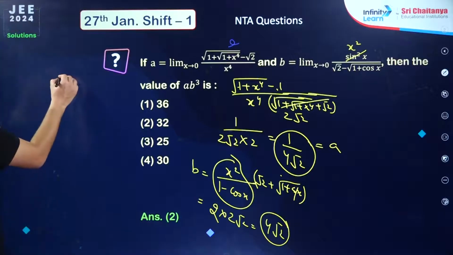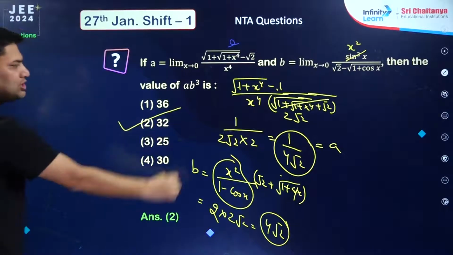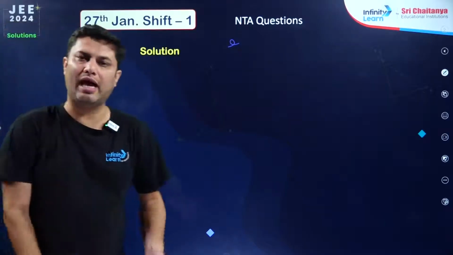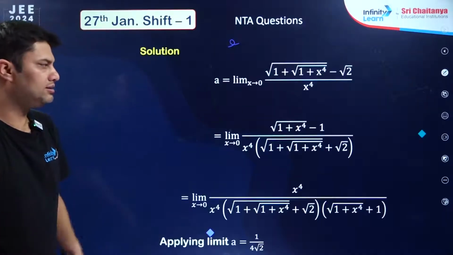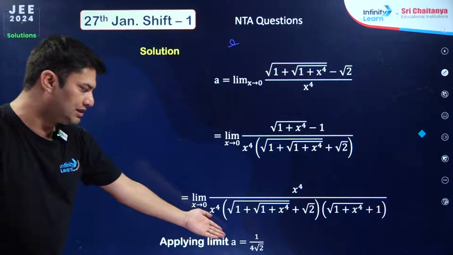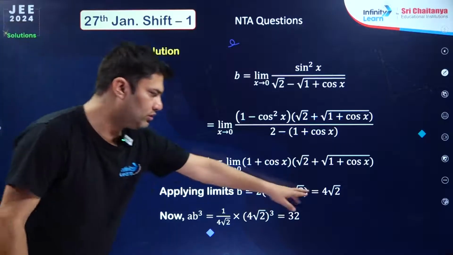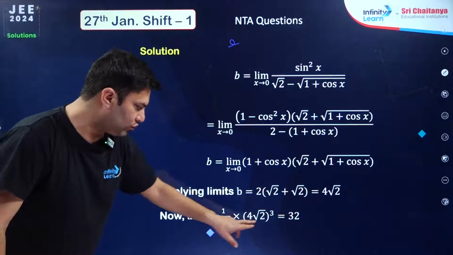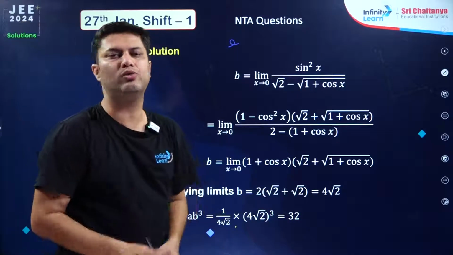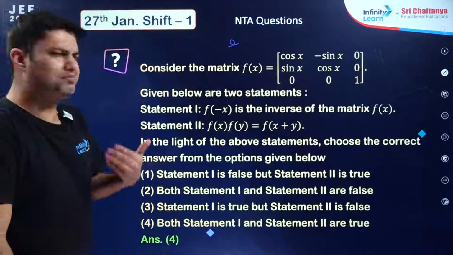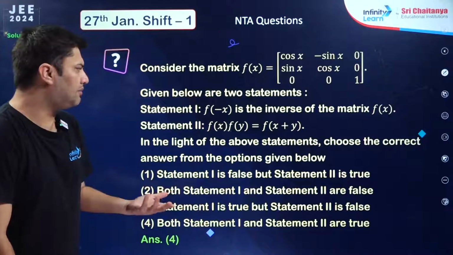Then B cube by A is 4 root 2 whole square, which is 32. So 32 is absolutely the right answer. So rationalize it twice, it is 1 by 4 root 2. Here also rationalize it and it is 4 root 2. And 4 root 2 cube upon 4 root 2 is 4 root 2 whole square, which is 32. 32 is the right answer. This is again one of the very easiest questions in the exam.